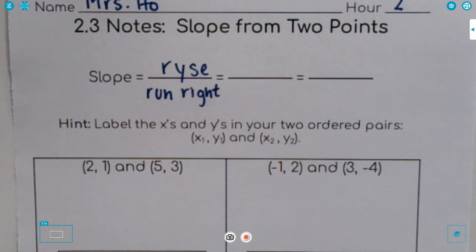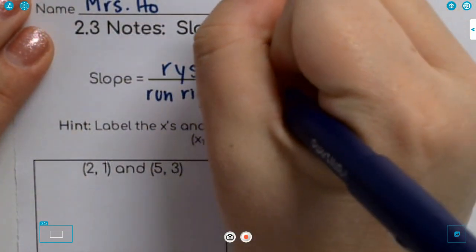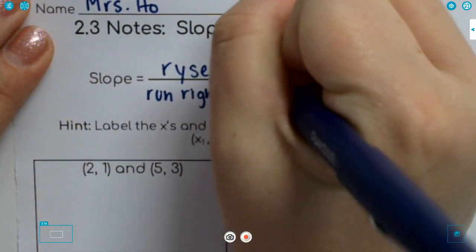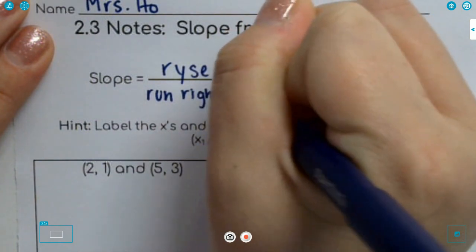In the middle, we've got what we did on Tuesday, which is the change in our Y values over the change in our X values. Instead of writing out the word change, I'm going to use a triangle. It means change. So change in Y over change in X.